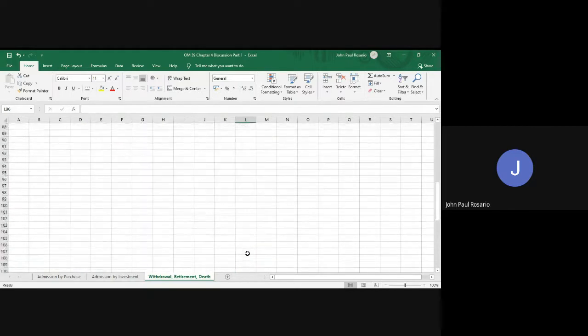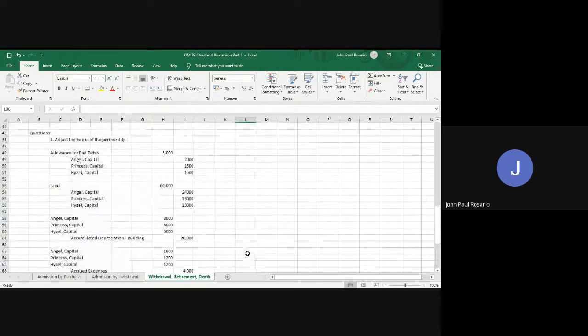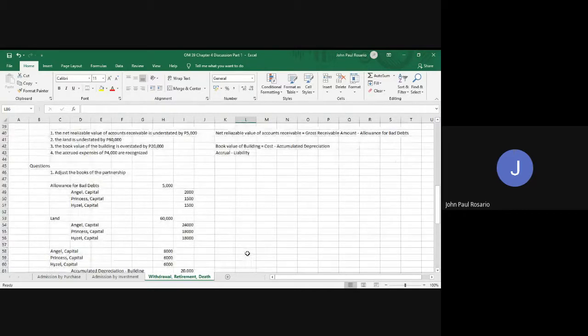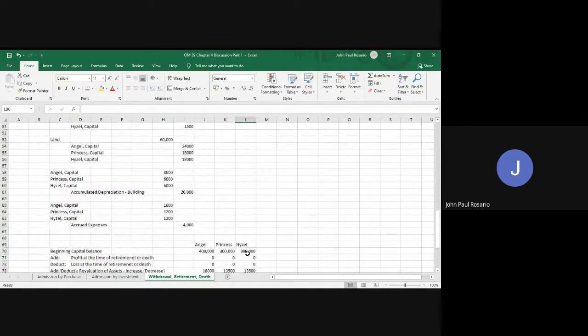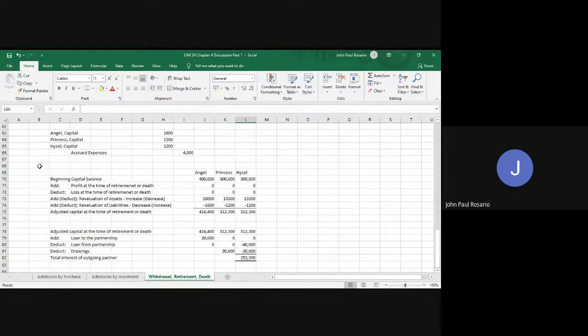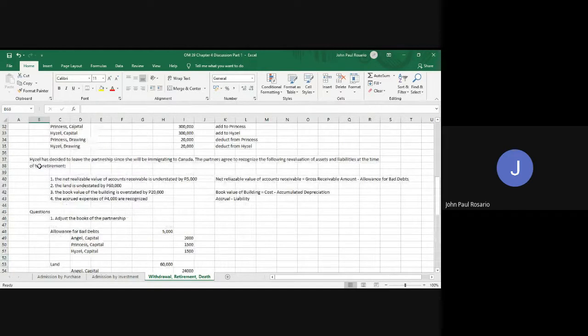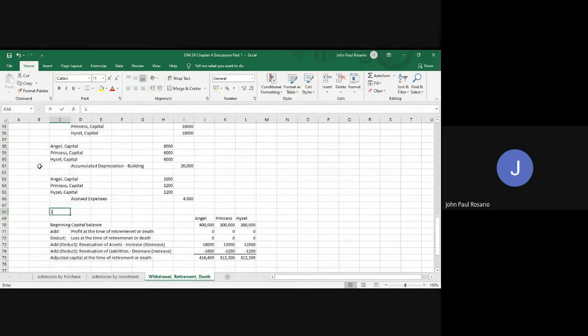After that, let's record the sale. So record the sale. The question is to adjust the books of the partnership. Then what is the second requirement? Number 2, determine the total interest of Hazel, who is the outgoing partner.